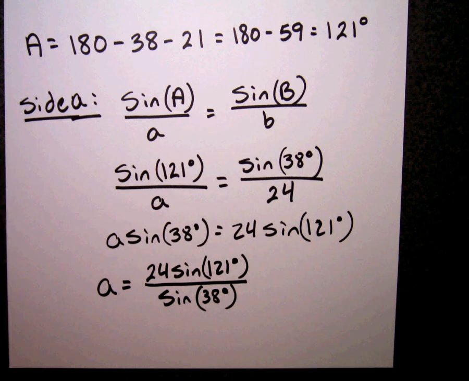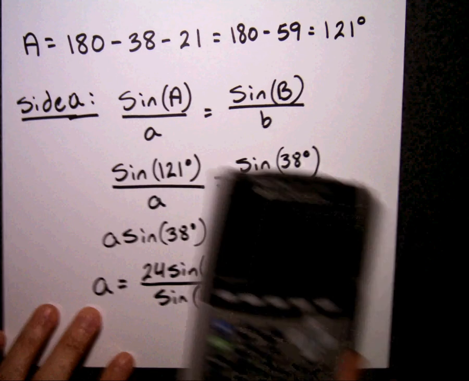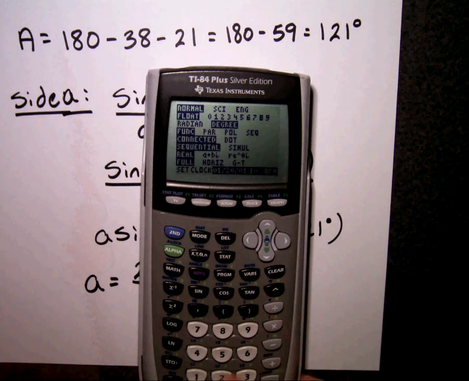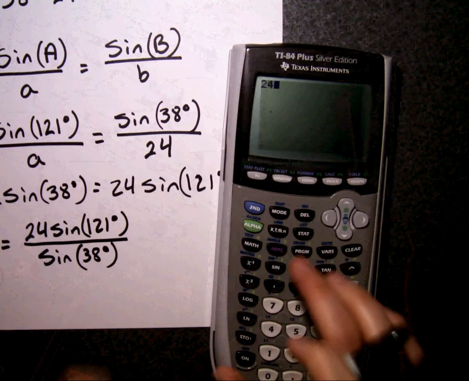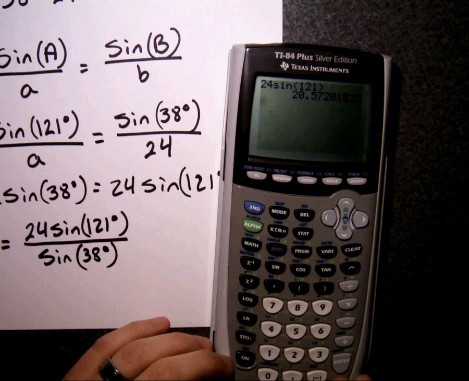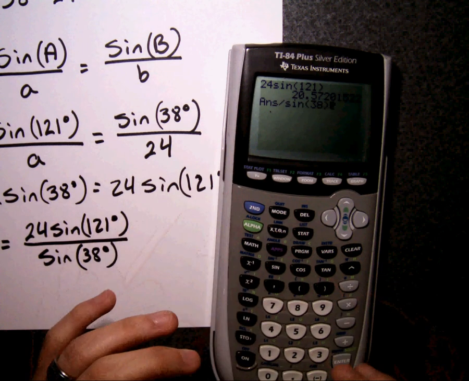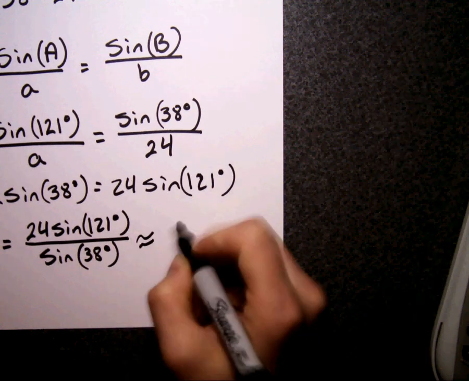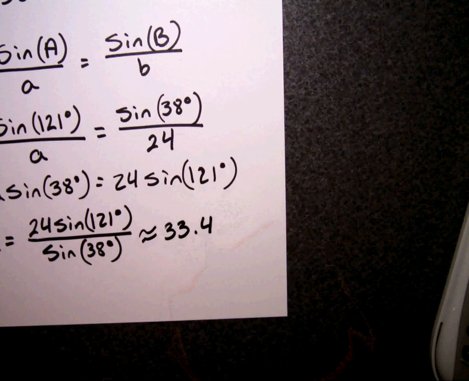Making sure that my calculator is in degrees, I'll go to mode, go to degrees. I'm using a TI-84, but your calculator should have a similar setting. I'm in degrees. So 24 times sine of 121 divided by sine of 38 gives me approximately 33.4. So side A is approximately 33.4 feet or whatever the unit is.